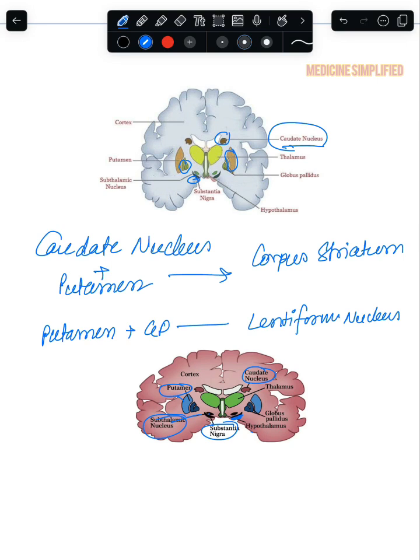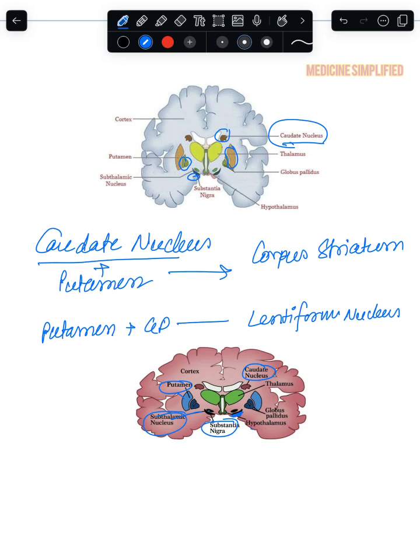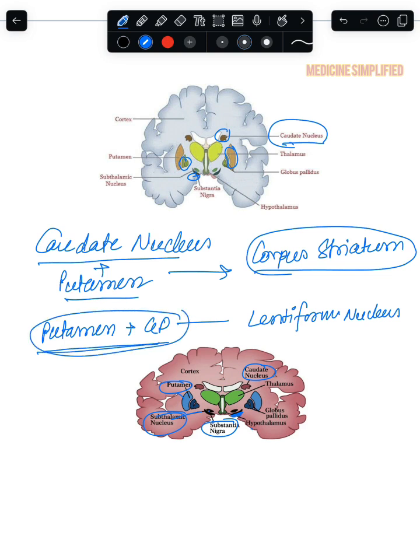Now caudate nucleus with putamen are called together corpus striatum. And putamen plus globus pallidus are called together as lentiform nucleus. So simple, caudate nucleus plus putamen equal to corpus striatum, and putamen plus globus pallidus are called lentiform nucleus.